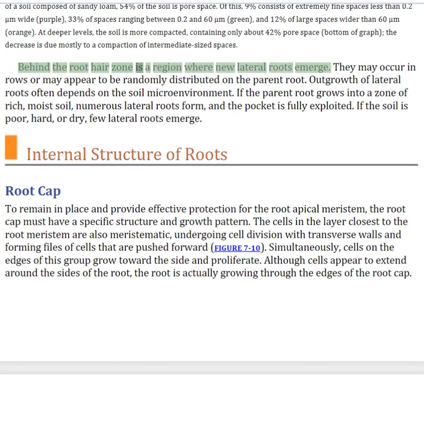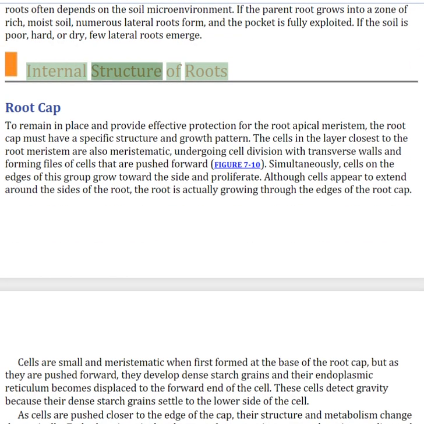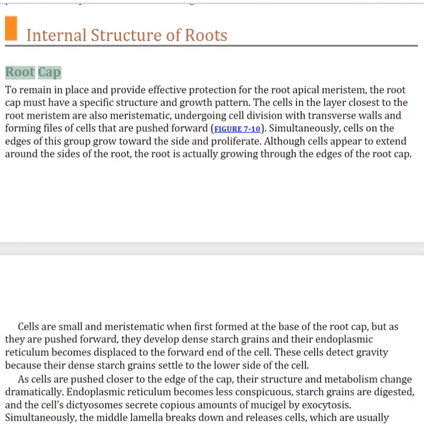Behind the root hair zone is a region where new lateral roots emerge. They may occur in rows or may appear to be randomly distributed on the parent root. Outgrowth of lateral roots often depends on the soil microenvironment. If the parent root grows into a zone of rich, moist soil, numerous lateral roots form, and the pocket is fully exploited. If the soil is poor, hard, or dry, few lateral roots emerge. Internal structure of roots. Root cap.